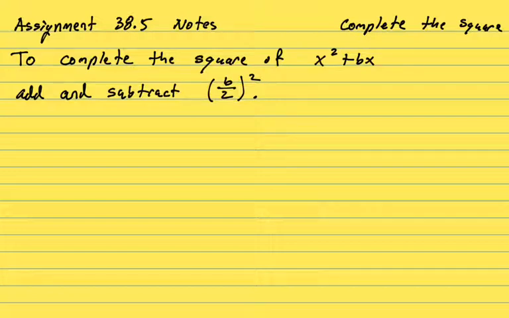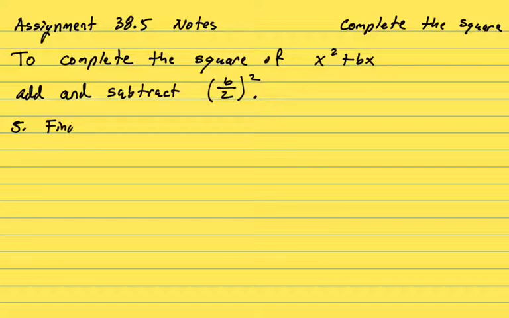Sometimes we call that the leading coefficient is 1. Anyways, so to complete the square of x squared plus bx, what we're going to do is add and subtract b over 2 quantity squared, and this is going to transform this binomial into a perfect square trinomial, and then we can factor it, and we'll see how that works here.